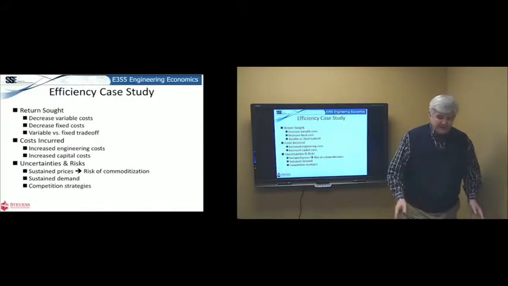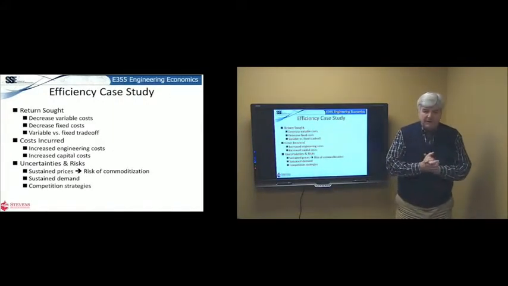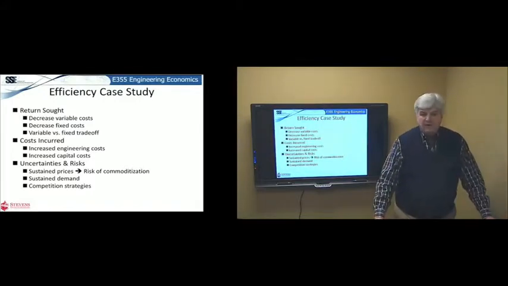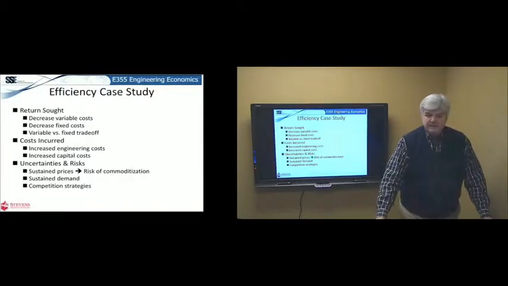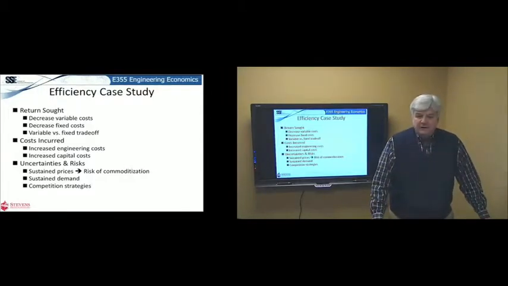So the efficiency case study, what are we seeking? Well, we'd like to reduce variable costs and fixed costs if possible, but sometimes we increase fixed costs to decrease variable costs. For example, we might invest in automation. The cost incurred will be increased engineering costs to create the efficiencies we're seeking, and the capital costs for any equipment, facilities, etc. needed. Okay.